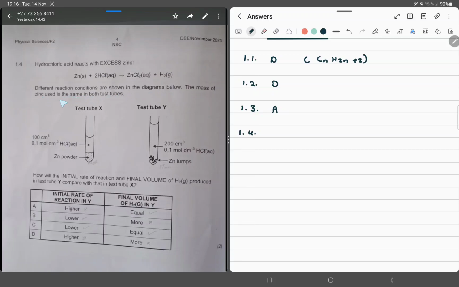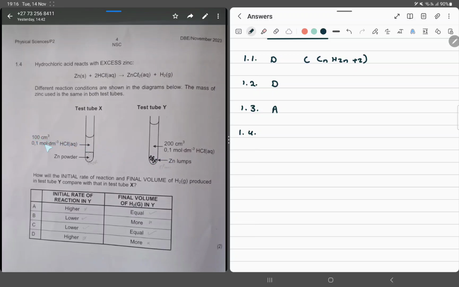The mass of zinc used is the same in both test tubes. Okay, so that means we're using the same mass of zinc. Here we're given zinc powder, and then here we're given zinc lumps. Obviously the reaction rate here is going to be faster because of a greater surface area that is provided by zinc powder than it would be for lumps.